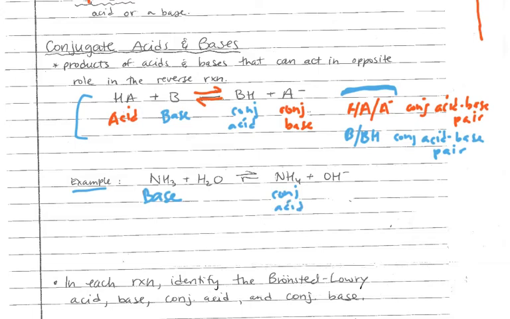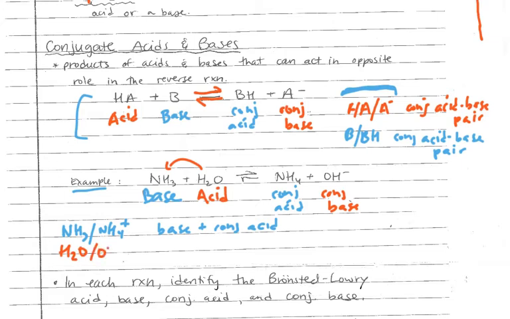And that also means that by default, if NH3 is the base, then water must be the acid, but I'll double check that. H2O becomes OH minus. It did indeed donate a proton. So that would make the OH minus the conjugate base. Okay, so another way to write this is that NH3 and NH4 ion are the base and the conjugate acid, and H2O and OH minus are the acid and the conjugate base. And we call these things conjugate acid-base pairs.